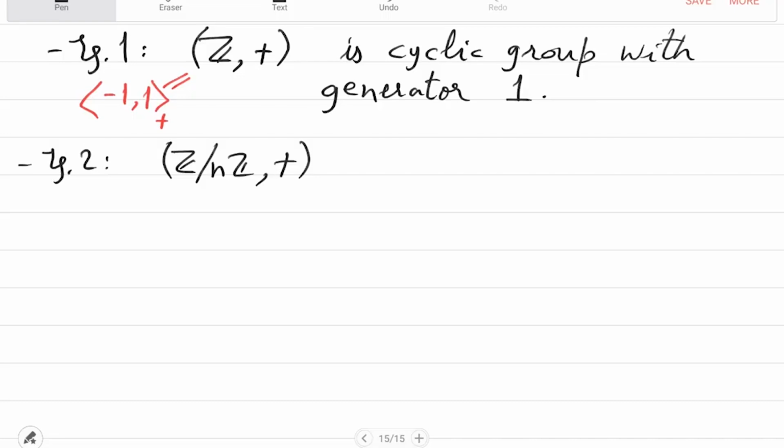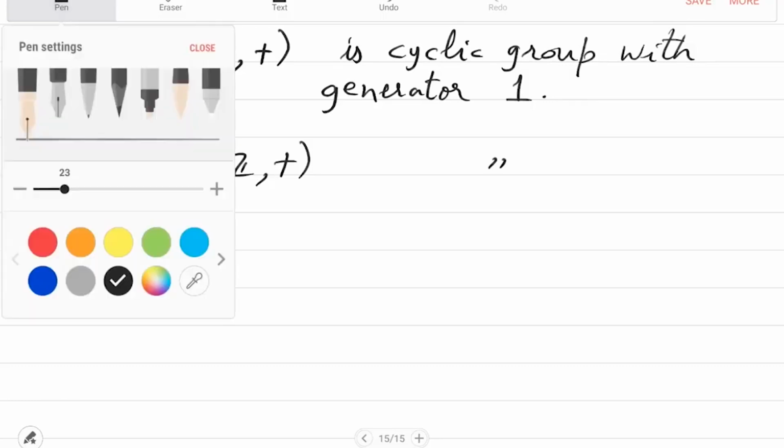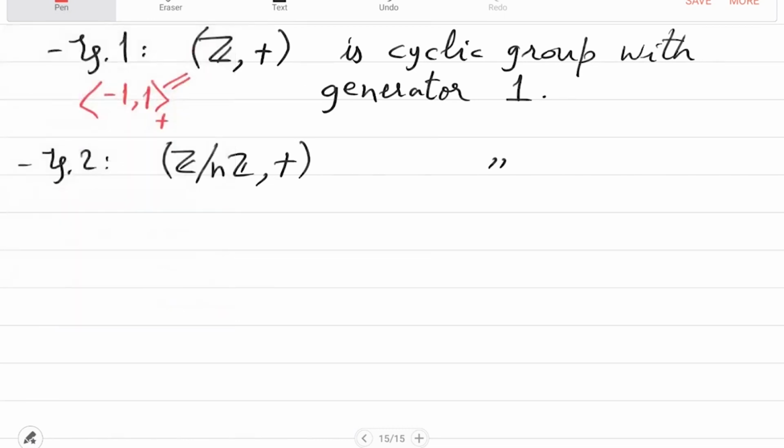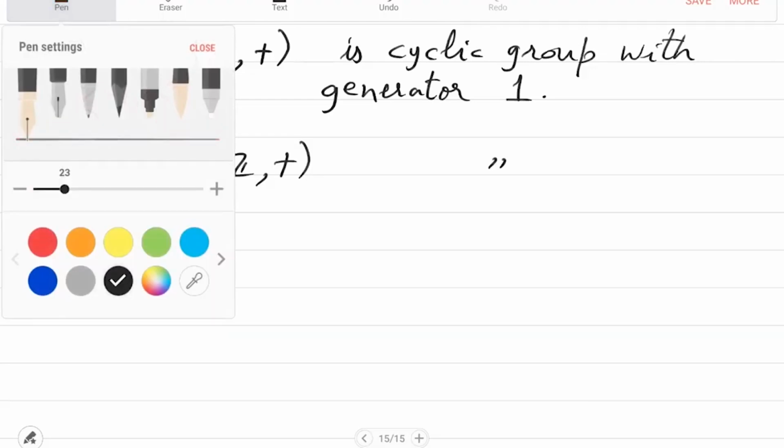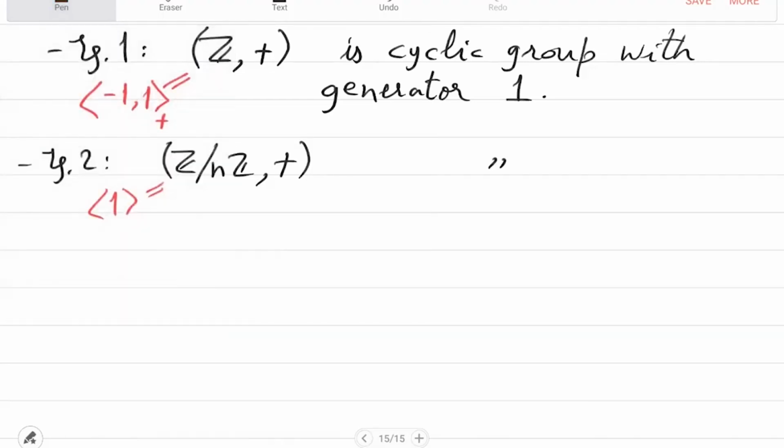So again, this is generated by 1. Here you just use 1, and you don't even need -1, because you just keep adding 1, you will reach n, and that is 0. After that, you will loop back to 1, right? So that's the modular arithmetic.